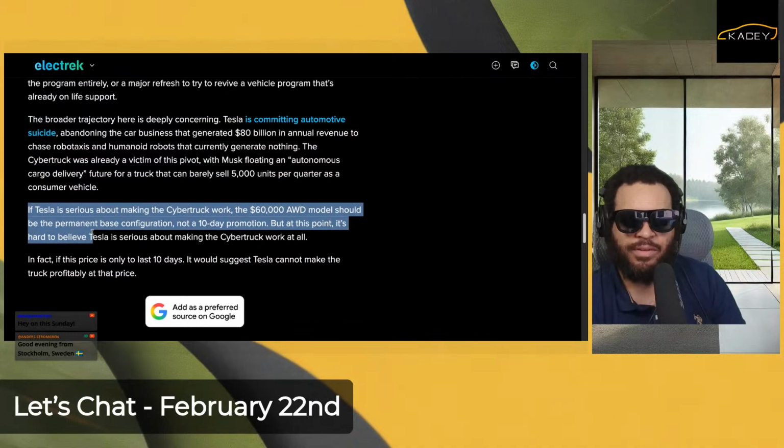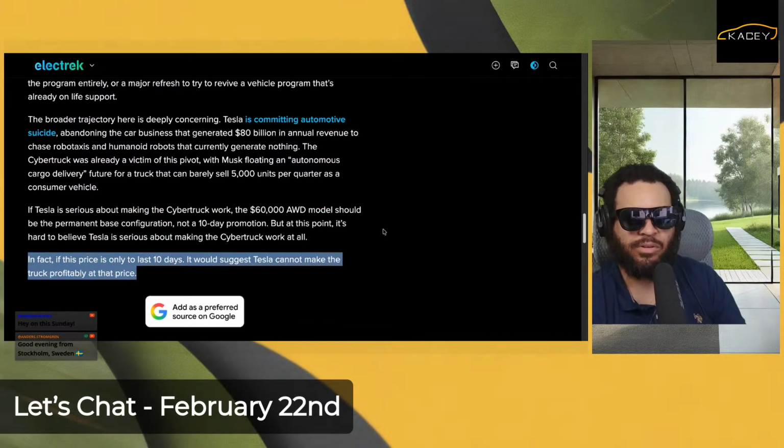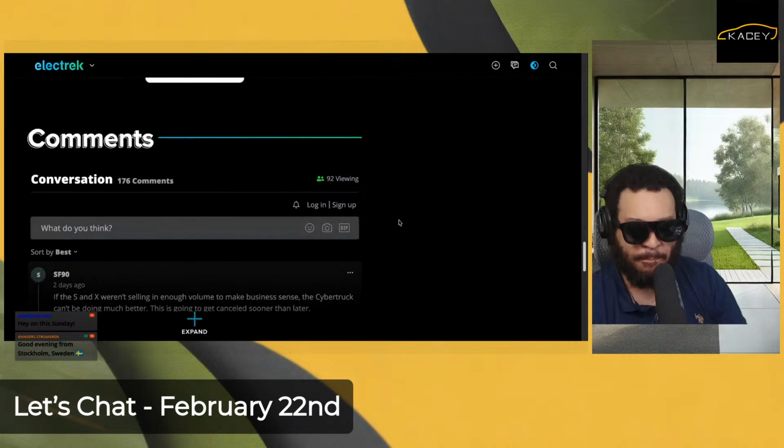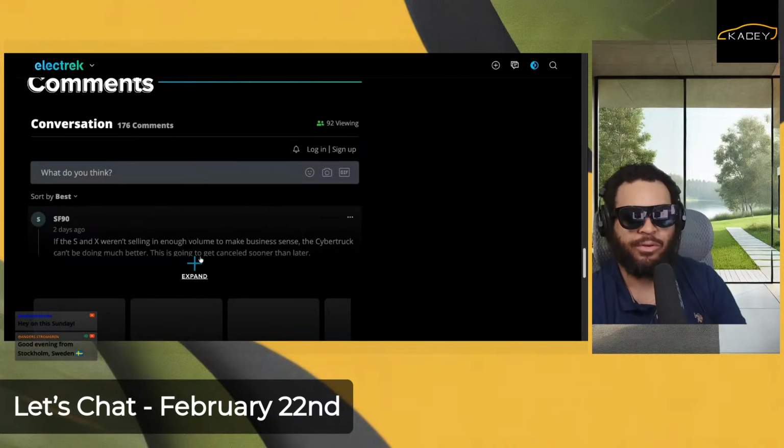If Tesla is serious about making Cybertruck work, the $60,000 all-wheel drive model should be permanent. Yes, not a 10-day promotion. But at this point, it's hard to believe Tesla is serious about making the Cybertruck work at all. In fact, if this price only lasts 10 days, it would suggest that Tesla cannot make the truck profitably at that price. I don't know if it's true, but that's what it suggests.